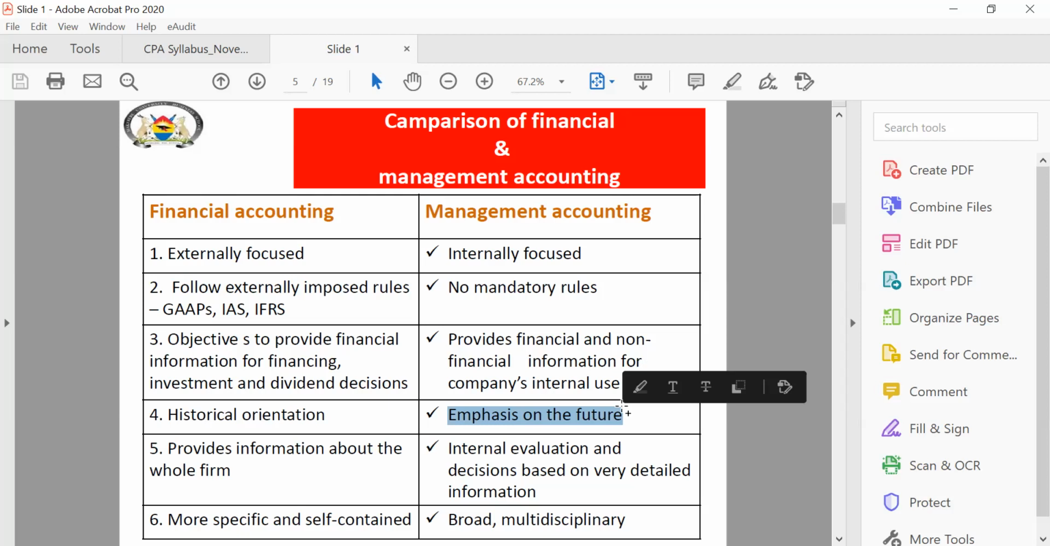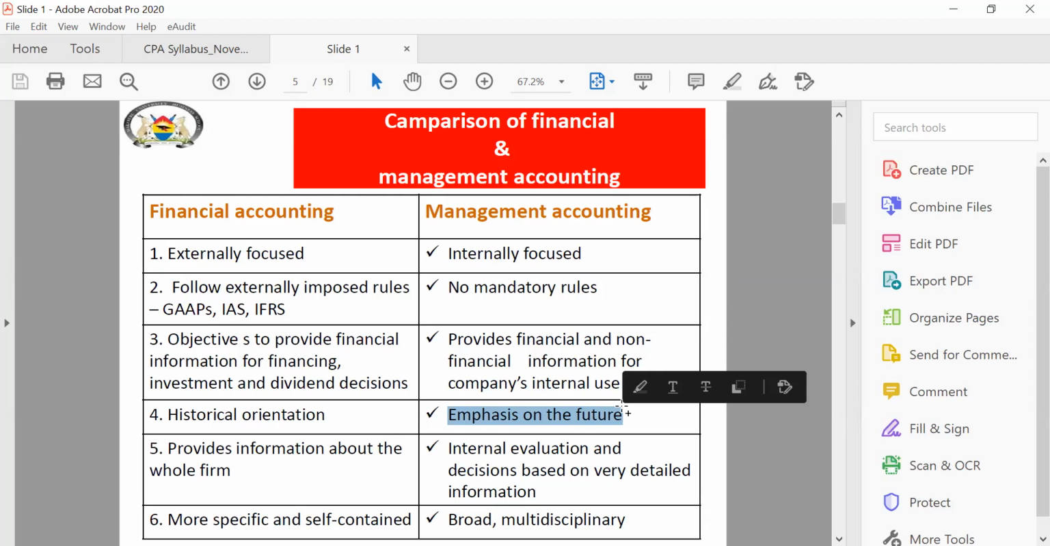And you see what I'm providing to you here. The examiner can set this exactly and say, explain the differences between financial accounting and management accounting. And it says 10 marks. And then you have to go through each of these factors and differentiate between the two concepts.